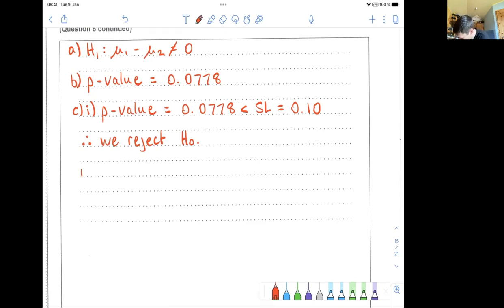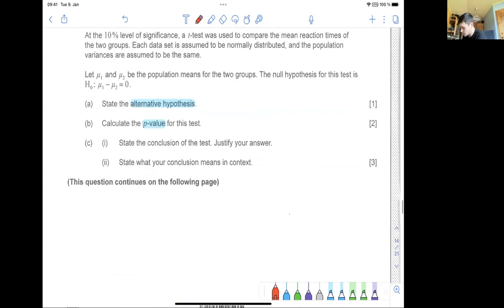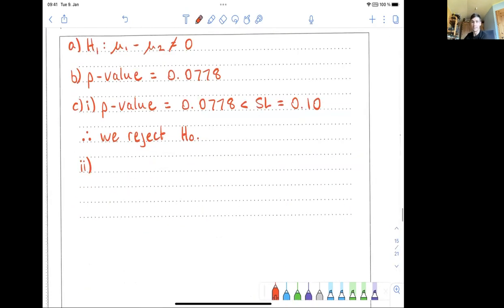Now let's move on to part 2 and let's see what that asks. So what do we have to say? State what your conclusion means in context. This is going to be in the context of the question here, which is talking about the reaction times of the drivers, whether they have a passenger or they're talking on the phone.